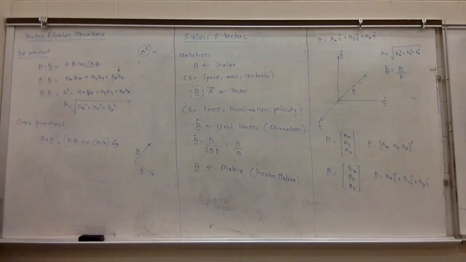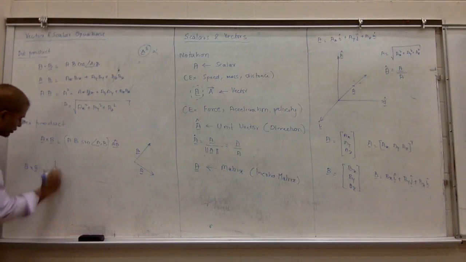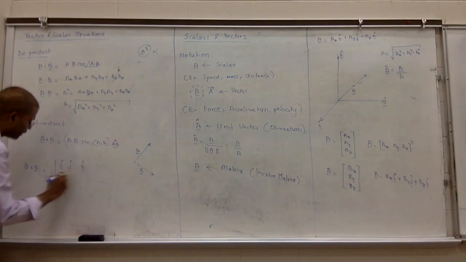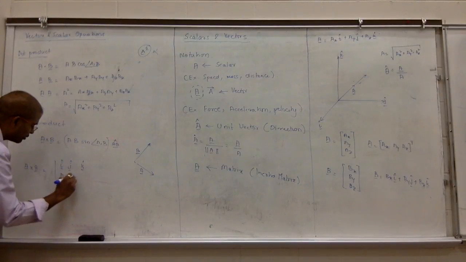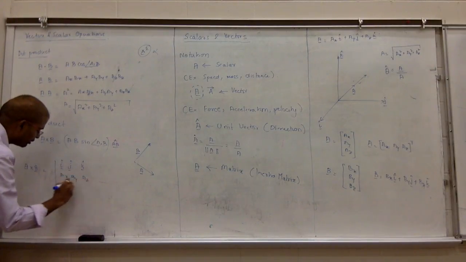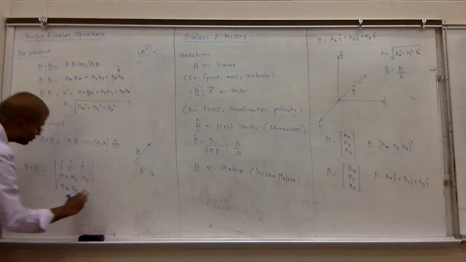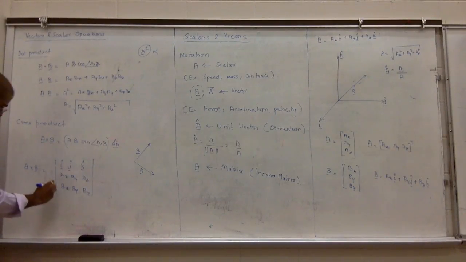So if you are given in that terms, how do you calculate that? How do you calculate A cross B if you are given that notation? You remember? So you have I, J, K, then you have AX, AY, AZ, BX, BY, BZ. And then you do the determinant, right? You do the determinant. You're right.